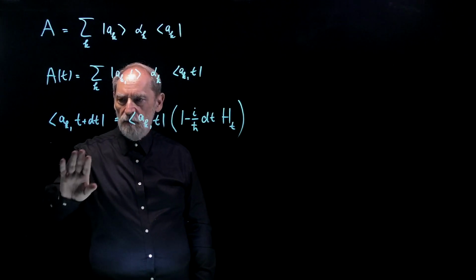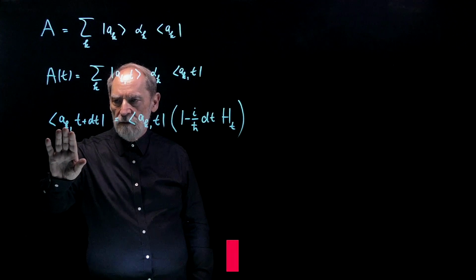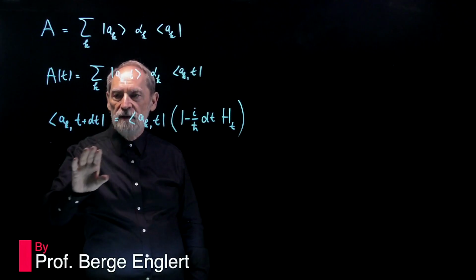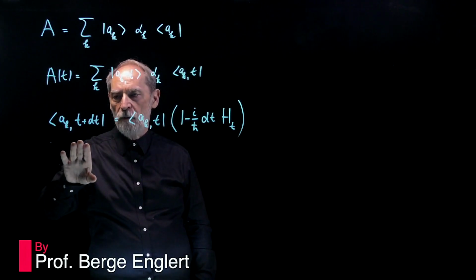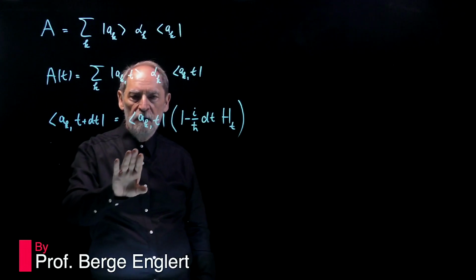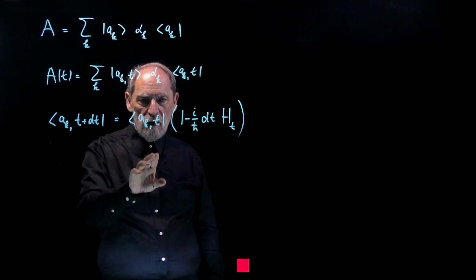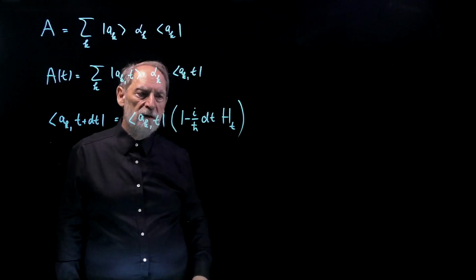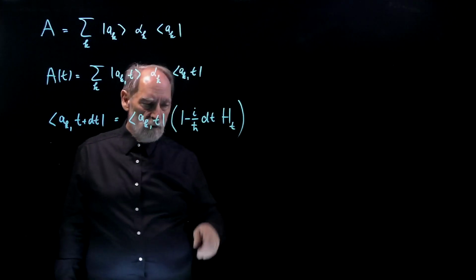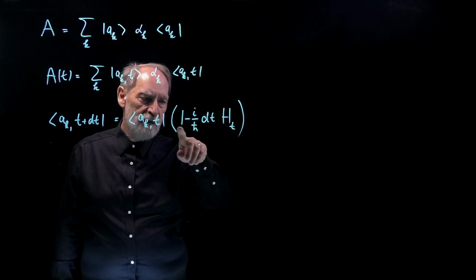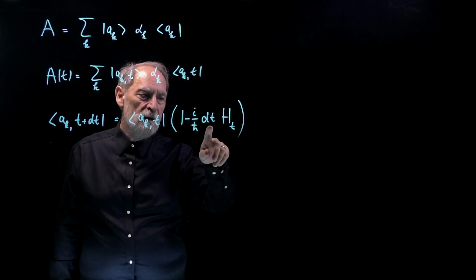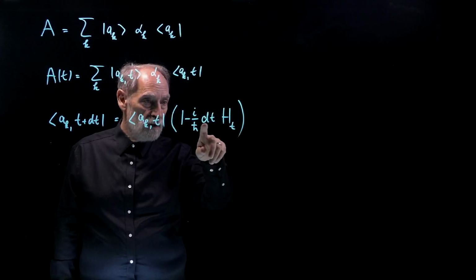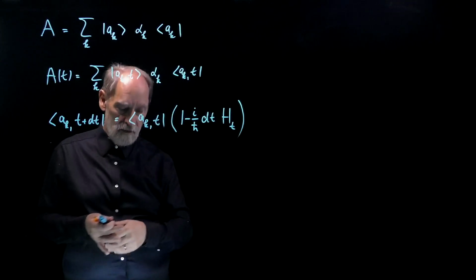So we have this statement that the kth bra from this basis associated with operator A at time t plus dt is the corresponding bra at time t multiplied by this operator, which is a unitary operator, but a unitary operator that differs only infinitesimally from the identity. And this infinitesimal deviation is measured by the time increment dt.